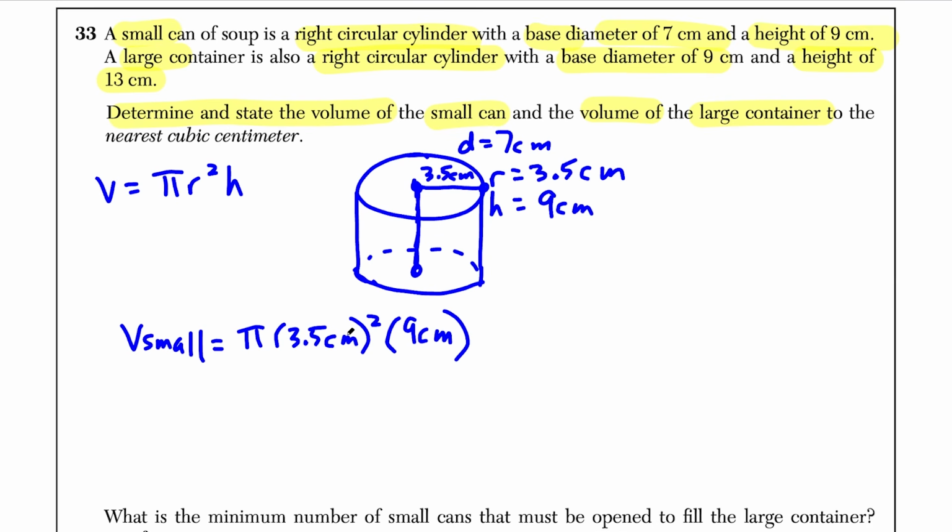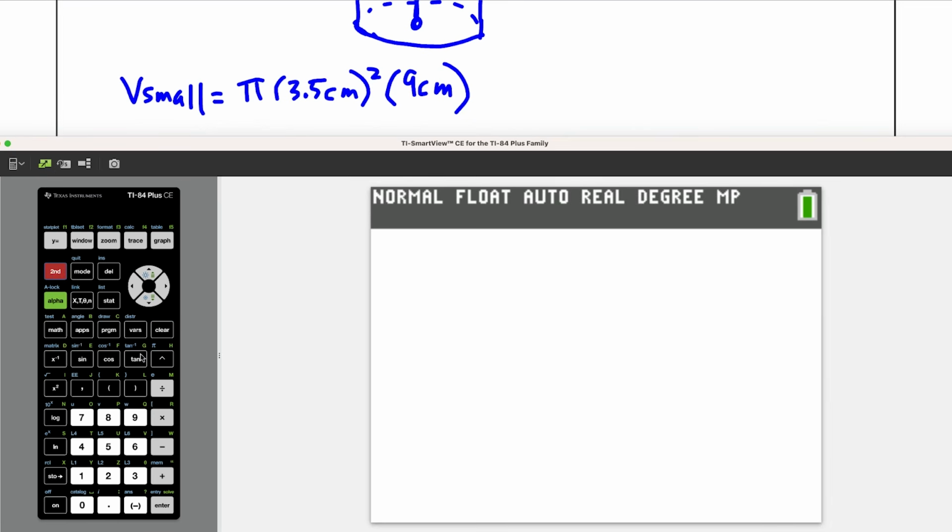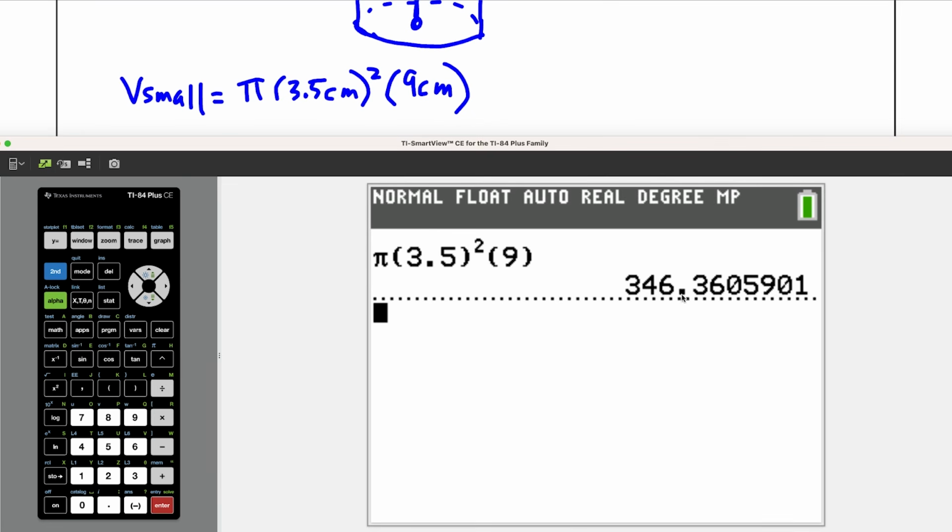So you could see here, if I did centimeters squared, that's square centimeters. And if I do square centimeter times centimeter, that would give me cubic centimeter. Okay, so that's how I know the units are going to match out here. So the volume of the small container, we could just type in now, we're going to have pi times 3.5 squared, and then we're multiplying that by 9. Okay, so we just throw in our parentheses and our 9, we press enter, and here's our solution.